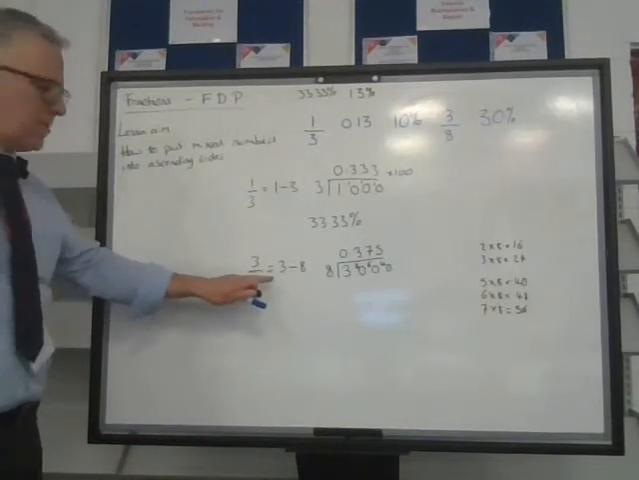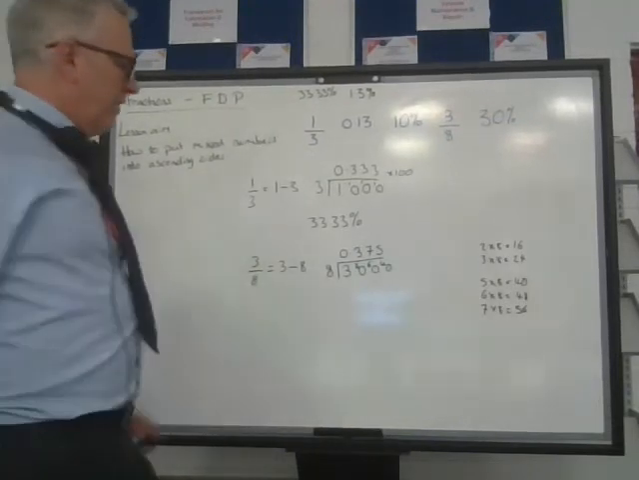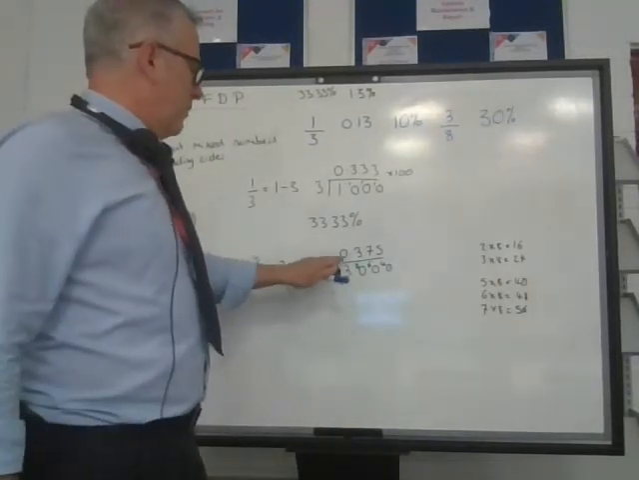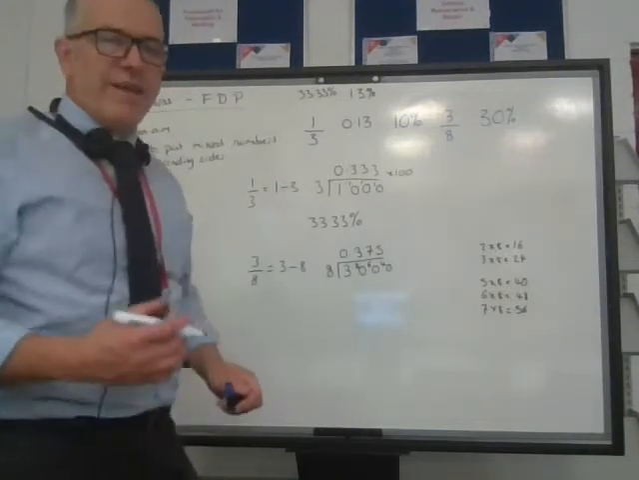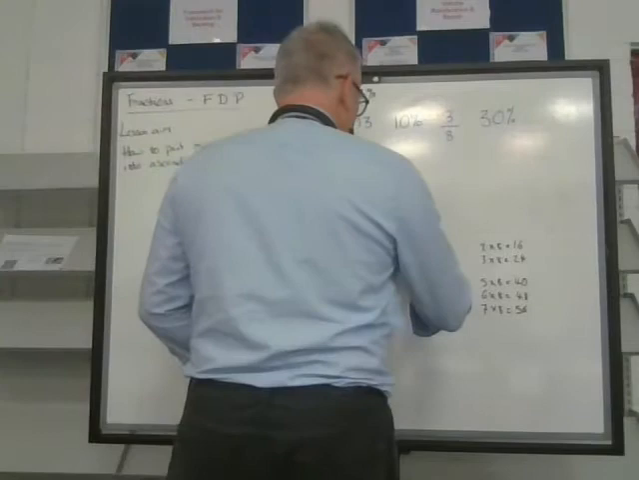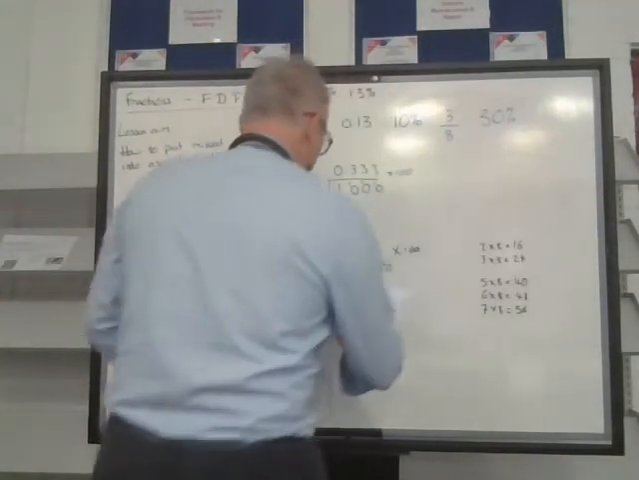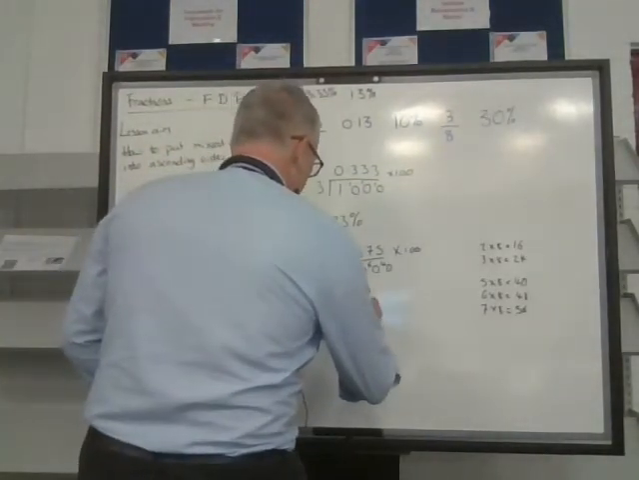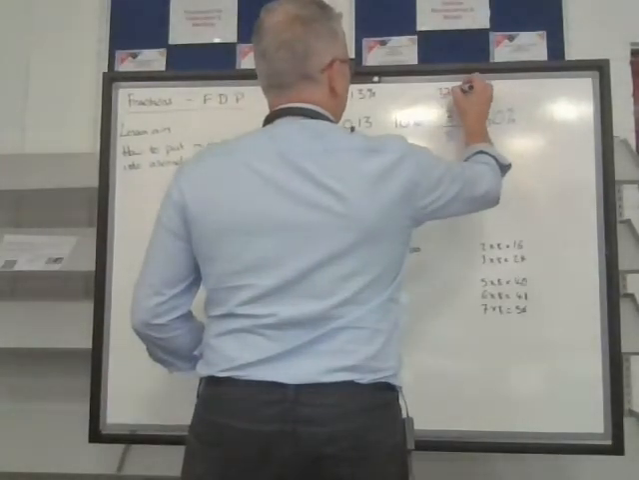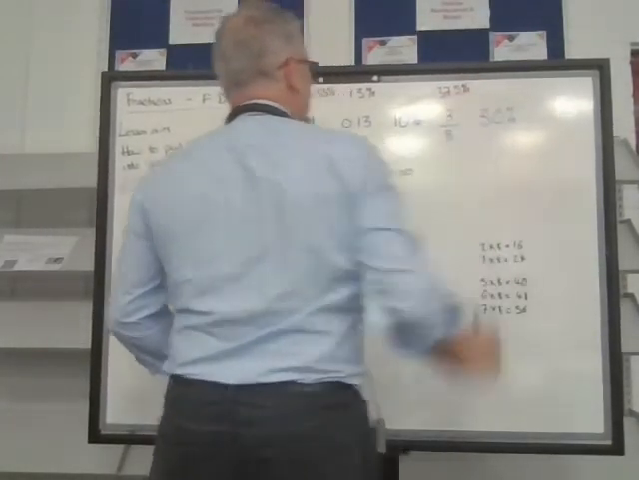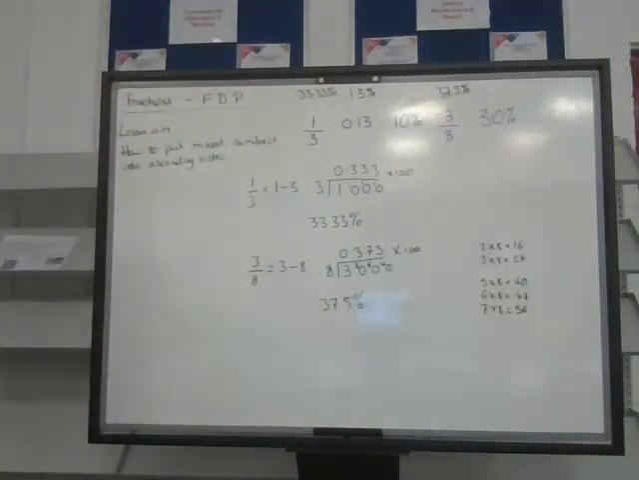3/8. It's the same as saying 3 divided by 8. It's the same as saying how many 8s go into 3? 0.375. Now we need to turn that into a percentage and multiply that by 100. Gives us 37.5%. So let's put that there. 37.5%. And the question asks us to put these things into ascending order.